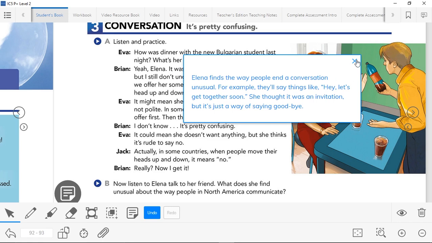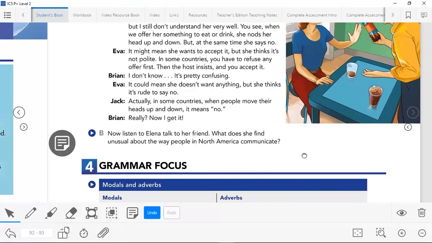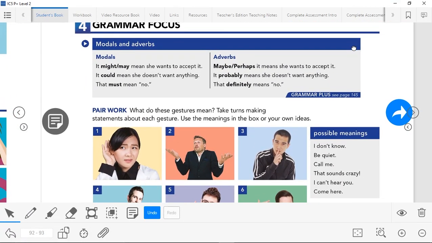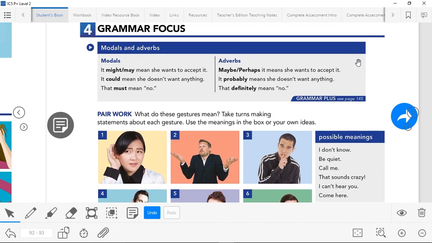Really interesting. Okay, let's go right away to the grammar for today. It's called modals and adverbs. I think that you already know some modals and some adverbs, but let's start by reviewing a bit. Okay, so we have the modals. As the name indicates, it's a way to talk in a polite way that can mean different things. In this case, we have the modals might or may, which mean the same, could and must.